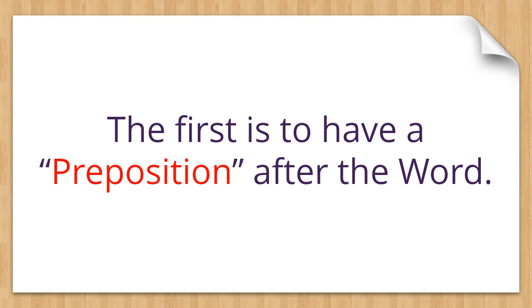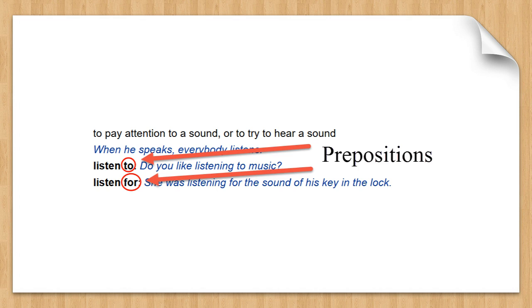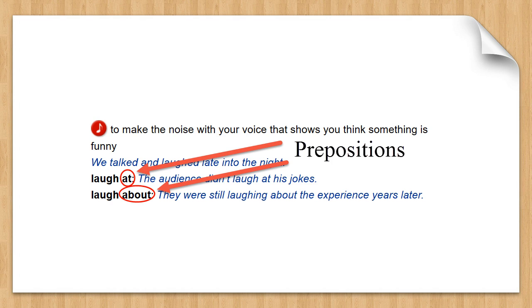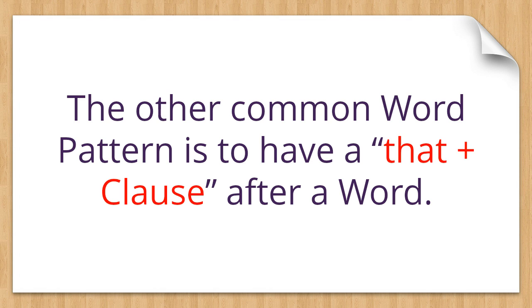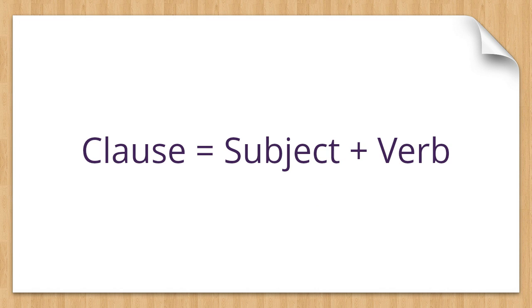The first is to have a preposition after the word. For example, after the word listen, you can use a preposition like to or for. After the word laugh, you can use a preposition at or about. The other common word pattern is to have a that plus clause after a word. As mentioned in the previous video, a clause is simply a subject and a verb. Here are some words that use that plus clause pattern.